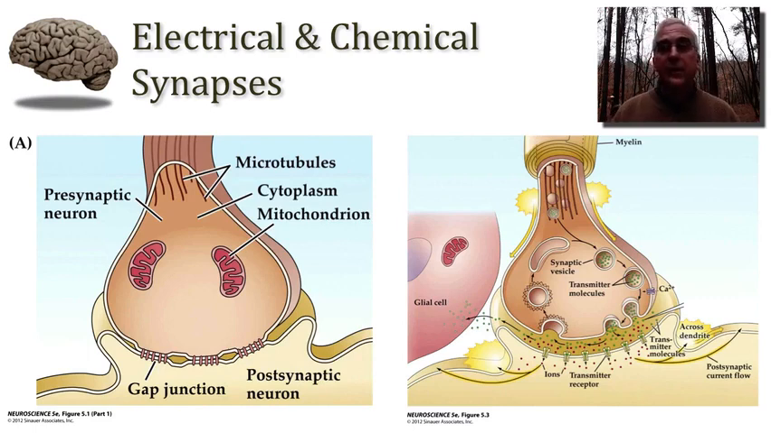Electrical synapses allow for the very rapid communication of electrical signals from one cell to the next. And this is often very useful if it's important to synchronize a local population of cells that might be in contact with one another via these gap junctions.